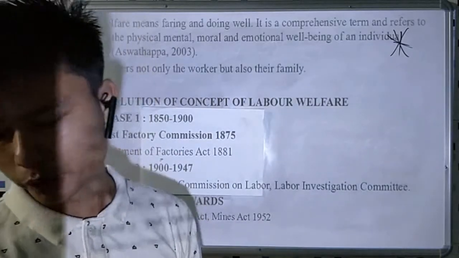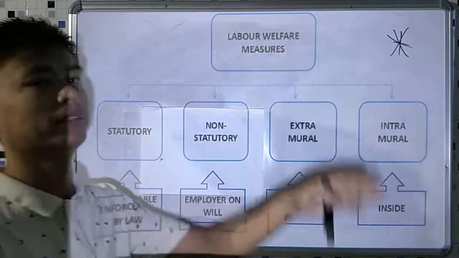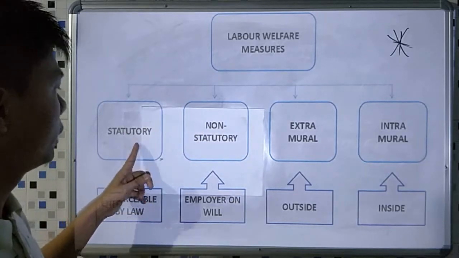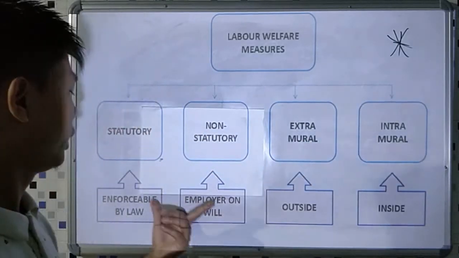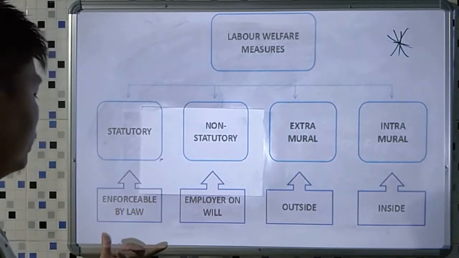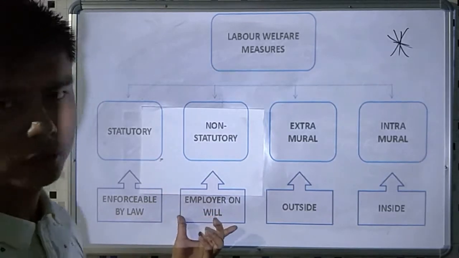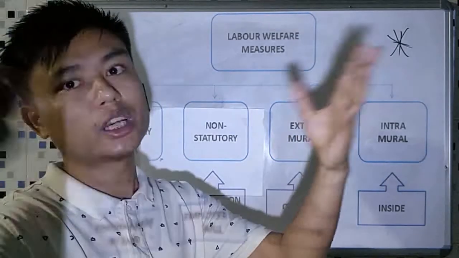Now going to the next topic. What are the types of labor welfare measures? You can see on the board, it is very clear. There are statutory, non-statutory, extramural, and intramural. And I have also explained what they are. Statutory means enforceable by law. Non-statutory means not enforceable by law. Extramural means outside the factory.